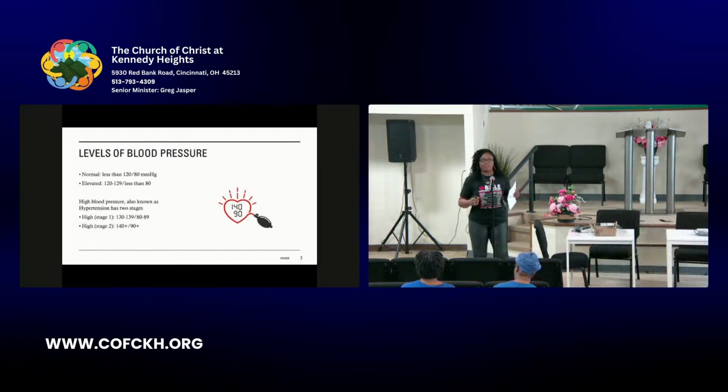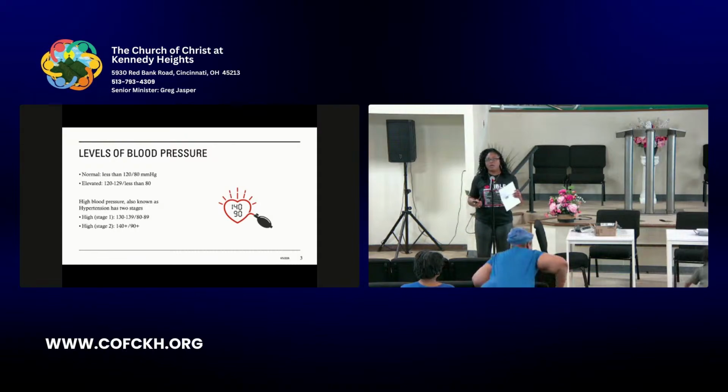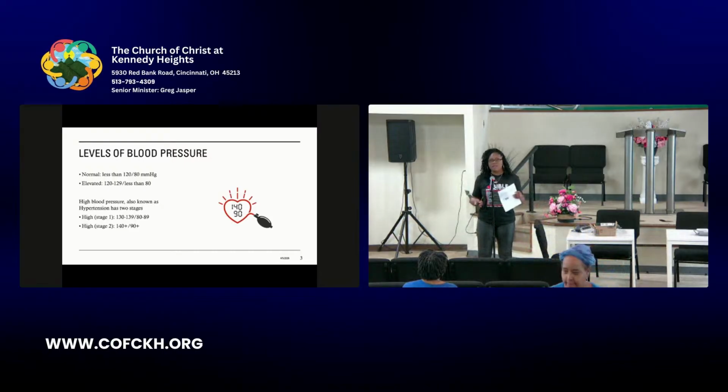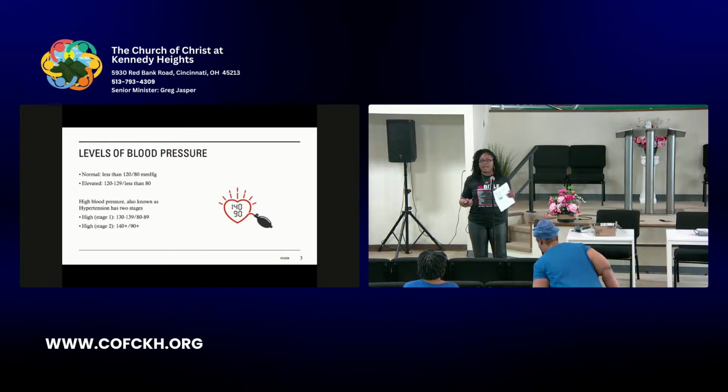So we have several levels of blood pressure. A normal blood pressure for an adult is 120 over 80. It becomes elevated when we reach numbers between 120 to 129, with a diastolic pressure still less than 80. It becomes hypertensive when the numbers reach between 130 and 139, with a diastolic pressure between 80 and 89. Stage 2 of hypertension is when your blood pressure is 140 or greater, and your bottom number, your diastolic pressure, is greater than 90.